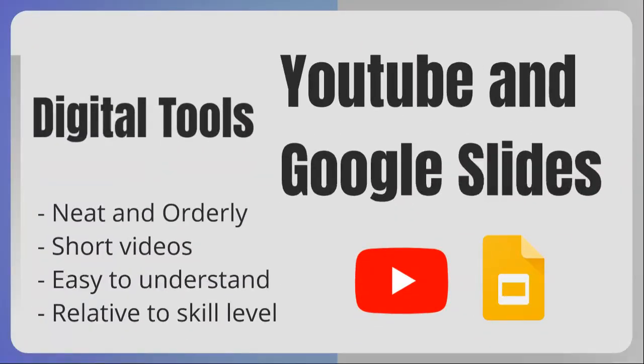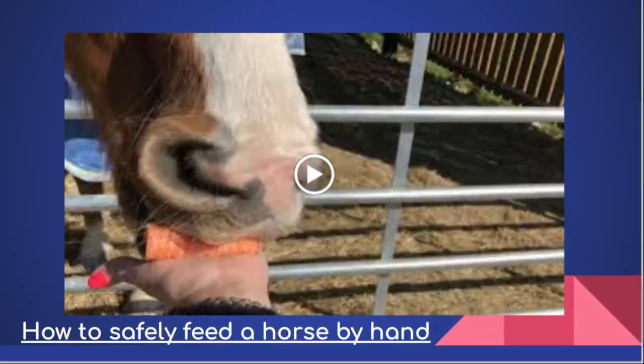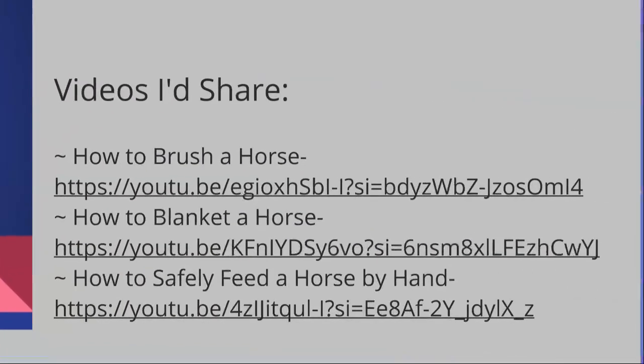The tools that I will use for this activity will be a mix of Google Slides and YouTube. After they're familiar with the vocabulary, the students will watch many short, easy to understand videos for each task. The words and definitions alongside the videos will be presented in an orderly manner so students can stay focused and on task. Videos will each only be a few minutes long at most, covering the step-by-step processes on how to groom, blanket, feed, and water horses. These are some of the videos that I would share.